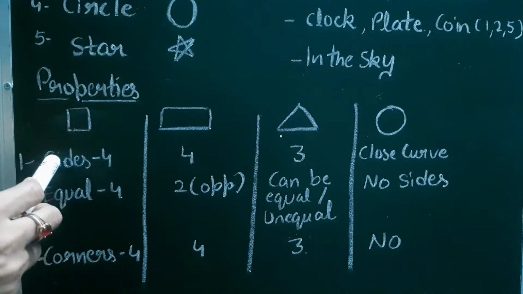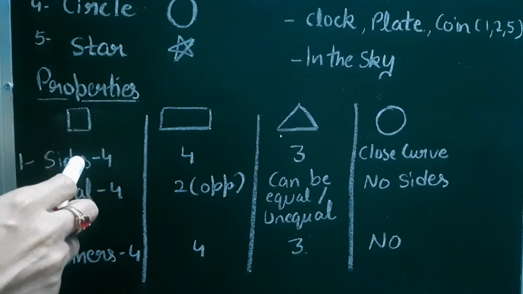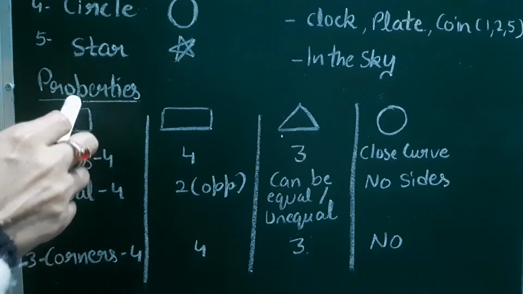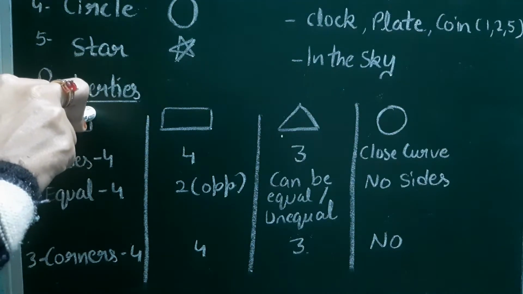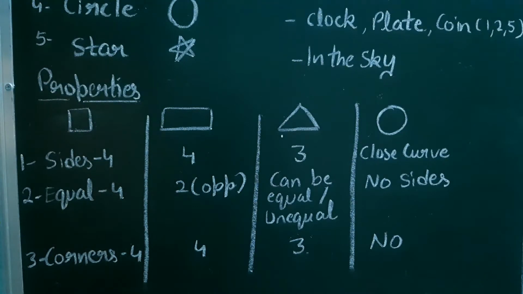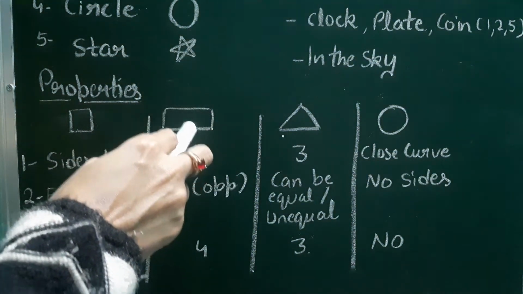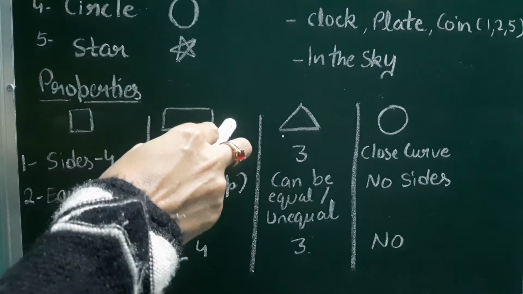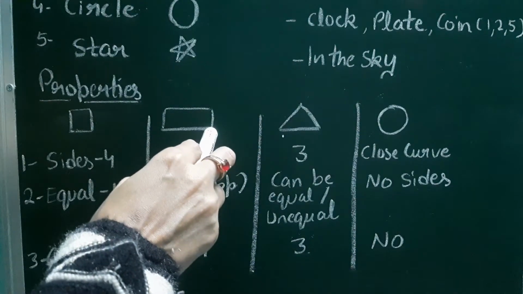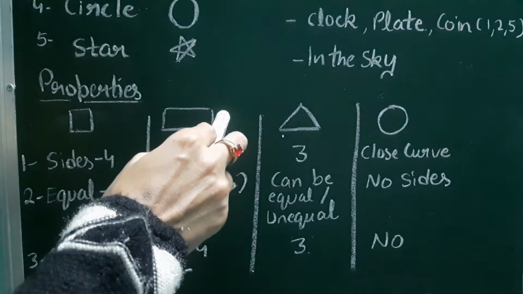Next property is equality. In a square all the 4 sides are of equal length. If you measure this square with the help of a scale, you will find the same measurement. For example, if the length of the first side is 3 centimeter, then 3, 3, 3, 3, means all the 4 sides are equal in a square. Then comes the rectangle. In a rectangle opposite sides are equal and 2 sides are longer than the other 2 sides. It means if this is 5 centimeter, this is also 5 centimeter. This is 4 centimeter, this is also 4 centimeter. It means opposite sides are equal in a rectangle.